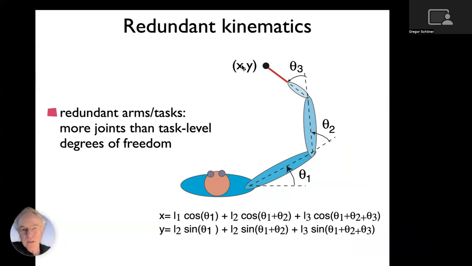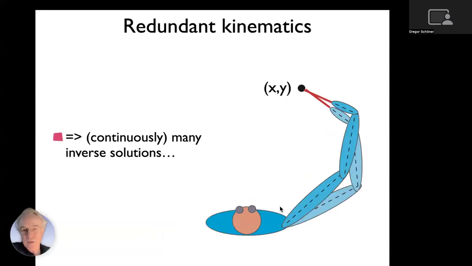So for instance, if my task is to only position the fingertip here and I have 3 joints, then that's redundant, because there are 3 variables that I can choose freely, 3 degrees of freedom, but I have only 2 constraints. So if I write down this equation, which is the kinematic equation, there are 3 variables on the right and only 2 on the left. And that leads to the inverse problem no longer being uniquely solvable. So you have multiple, in fact in many cases, continuously many solutions to the inverse problem. That is, continuously many joint configurations that lead to the same end effector position.